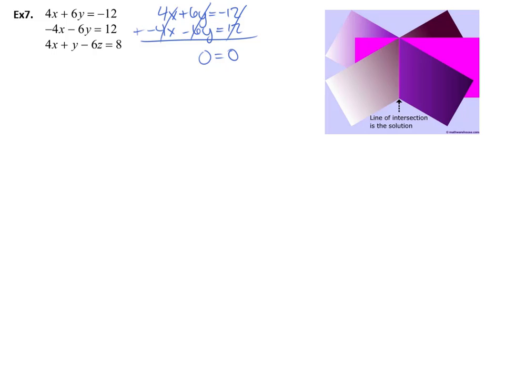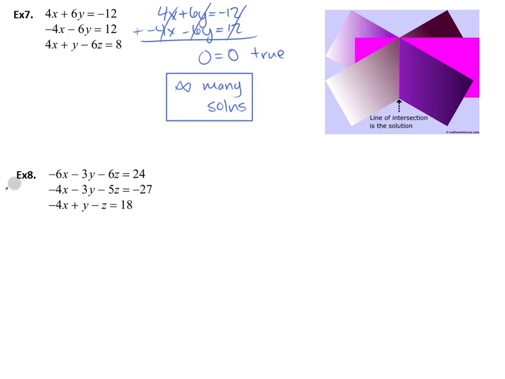Okay. In this case, for our particular one, we've got this one line of intersection. So there's an infinite number of solutions, but they end up being on this line. So this is infinitely many solutions. All right, when we get this true statement, infinitely many solutions. Okay, let's check out our next problem.